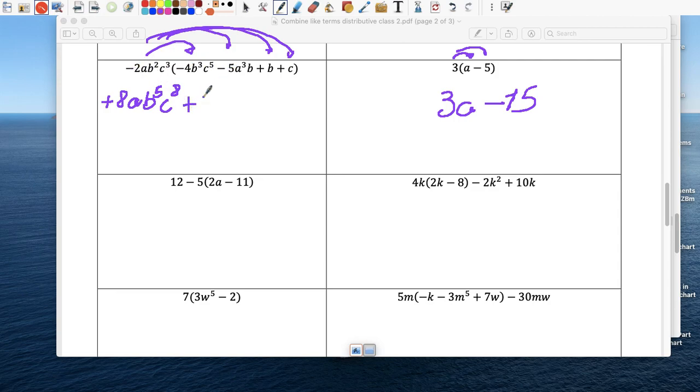Next one, negative times a negative is a positive again. 2 times 5 is 10. A times A cubed is A4. B squared and B is B cubed. And the C has no one to multiply with. Okay.